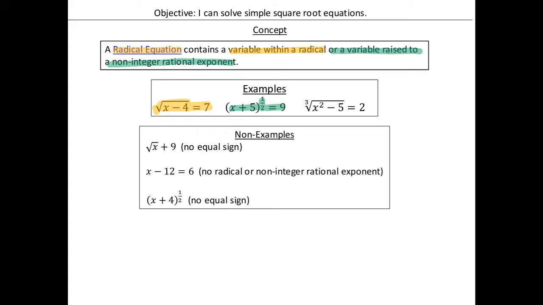For the third one here, I can see that this is a cube root of x squared. The cube root is still a radical, the variable is under the radical, and they have an equal sign, so it's an equation. But the 3 right there means this is a cube root. We're not going to learn about solving cube roots until our third lesson, because our objective is to solve square root equations. We're only going to be focusing on the square roots today, which will look like this. Okay?